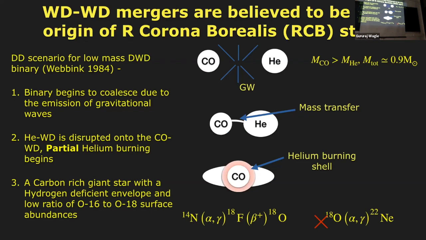So, white dwarf mergers. They are one of the scenarios suggested for the formation of R Coronae Borealis stars. So you have a carbon-oxygen white dwarf with a helium white dwarf. The mass of the helium white dwarf is smaller than that of the carbon-oxygen one, and that's why it's a little bit larger. And the total mass is less than the standard Chandrasekhar limit, 0.9 solar masses, for example. Then there is some gravitational wave emission, and at some point the helium white dwarf starts transferring mass to the carbon-oxygen white dwarf. In some conditions, like a mass ratio of 0.7, this mass transfer is unstable, and this will lead to the disruption of the helium white dwarf onto the carbon-oxygen white dwarf.